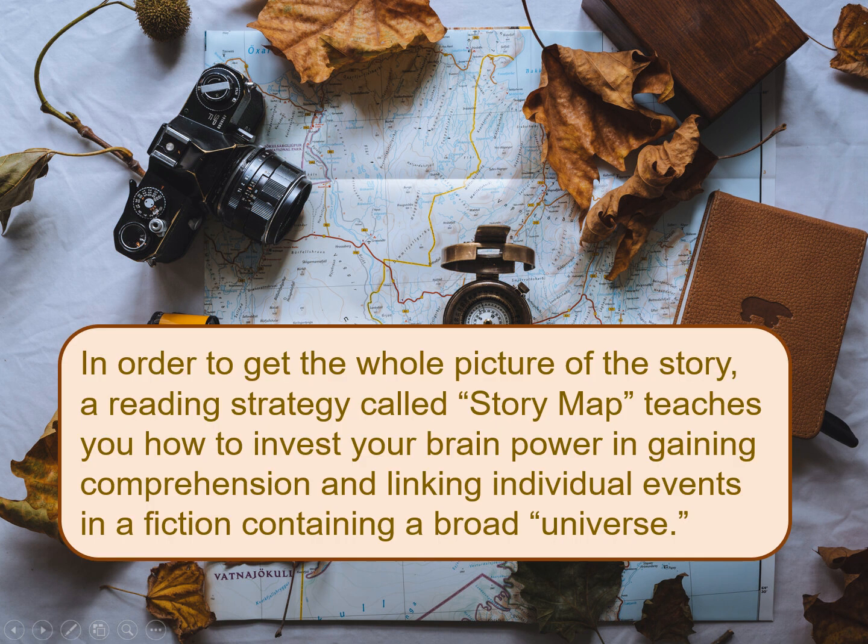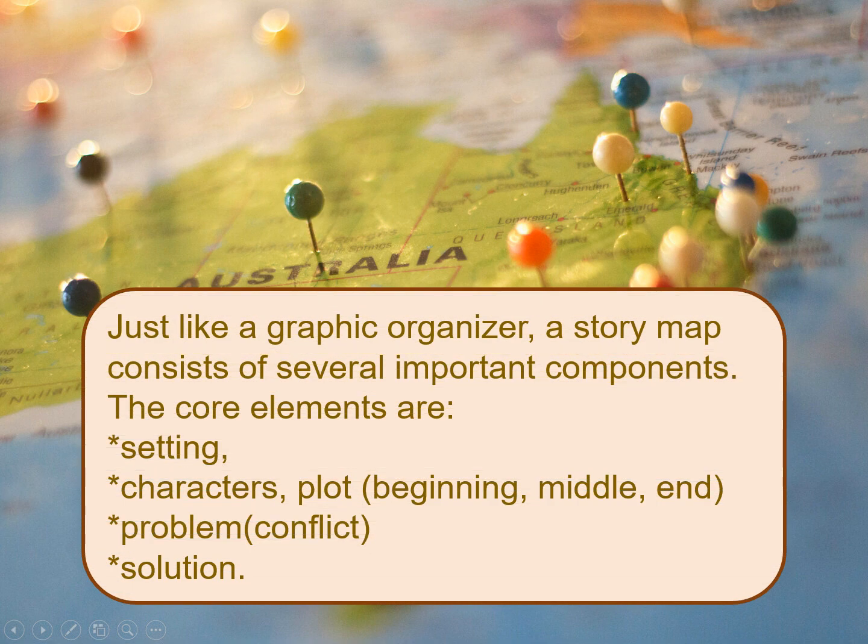In order to get the whole picture of the story, a reading strategy called Story Map teaches you how to invest your brain power in gaining comprehension and linking individual events in a fiction containing a broad universe. Just like a graphic organizer, a story map consists of several important components. The core elements are setting, characters, plot, beginning, middle, end, problem, conflict, solution.